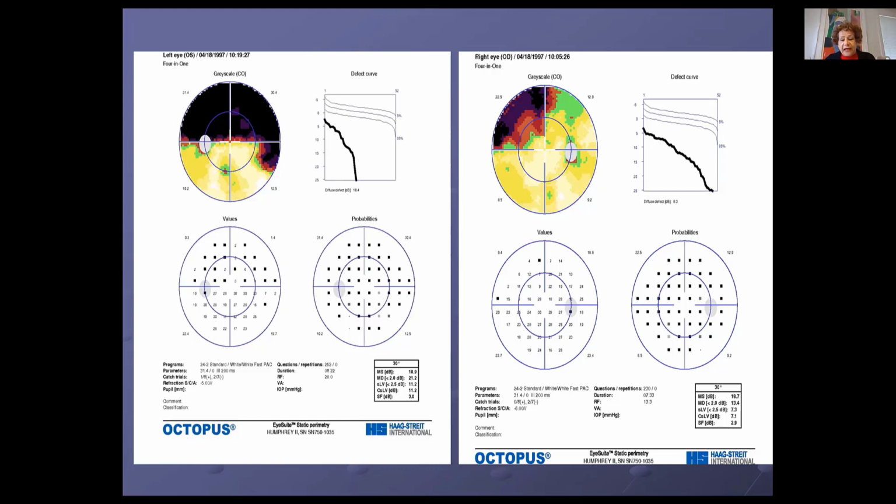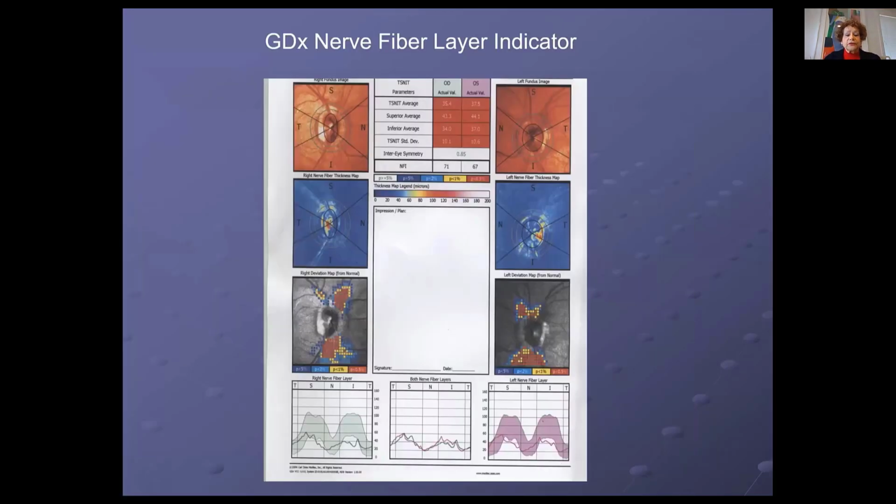And I will never forget the day that I saw her, a retinal specialist happened to be there. He just walked by my room for whatever reason, came in to say hello, looked at these fields and looked at the patient and said, whoa, advanced glaucoma, and then left the room. So this definitely was glaucomatous. And then we decided to look at her nerve fiber layer.